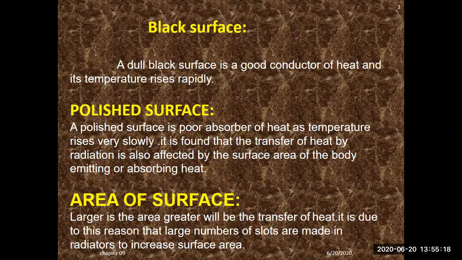If it is dull black, the thermometer placed along the black surface will rise quickly, but the thermometer connected with the white, polished or silver surface will rise very slowly. So this is the concept of surfaces in emission and absorption of heat. The larger the area of the surface, the greater the transfer of heat. It is due to this reason that a large number of slots are made in radiators to increase the surface area.